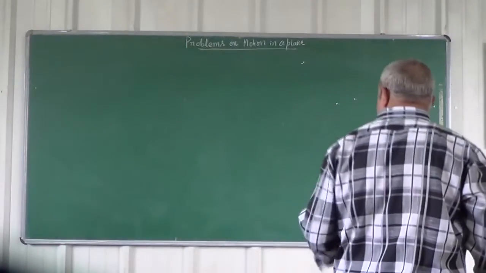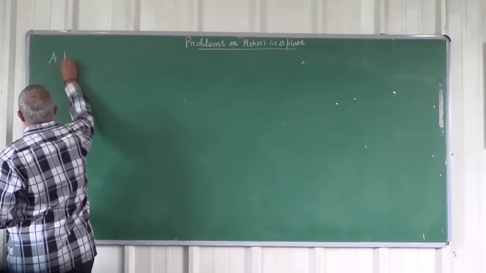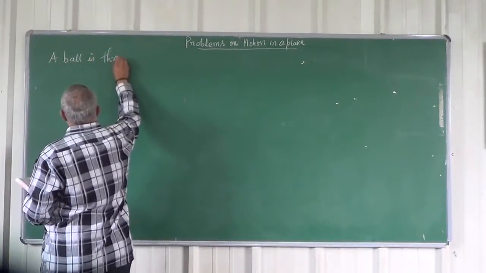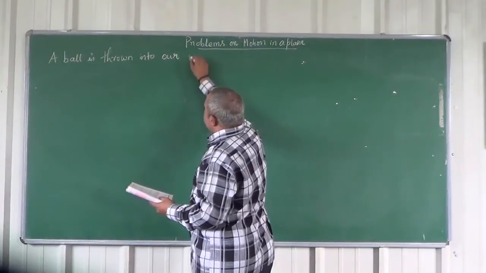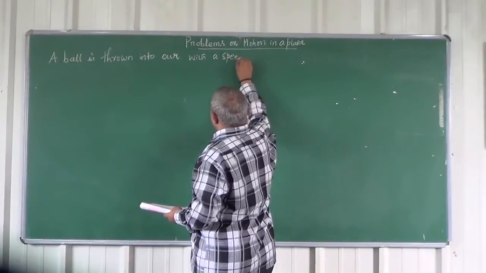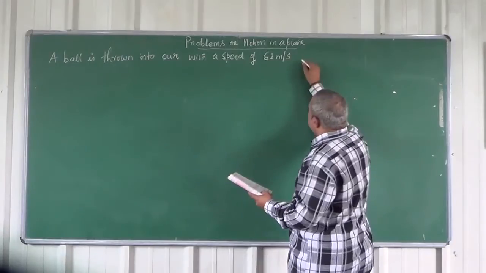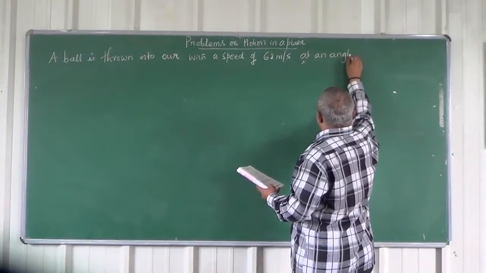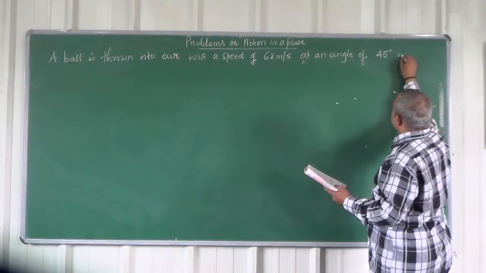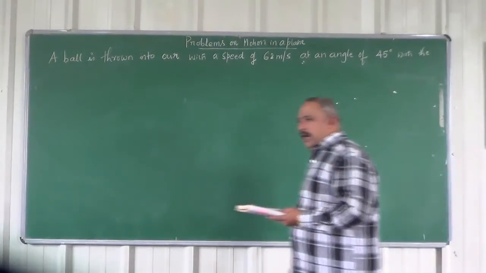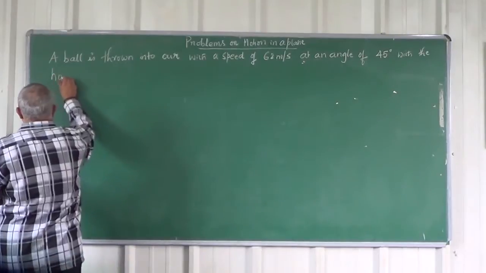Okay. Take the first problem. Problems on motion in a plane. A ball is thrown into the air with a speed of 62 meters per second at an angle of 45 degrees with the horizontal.